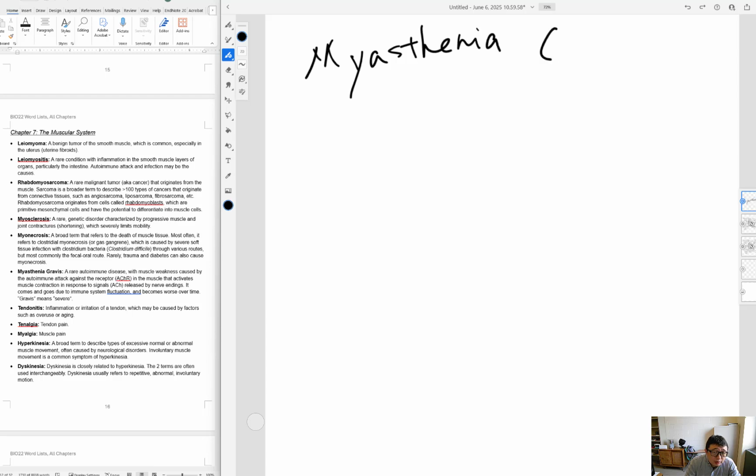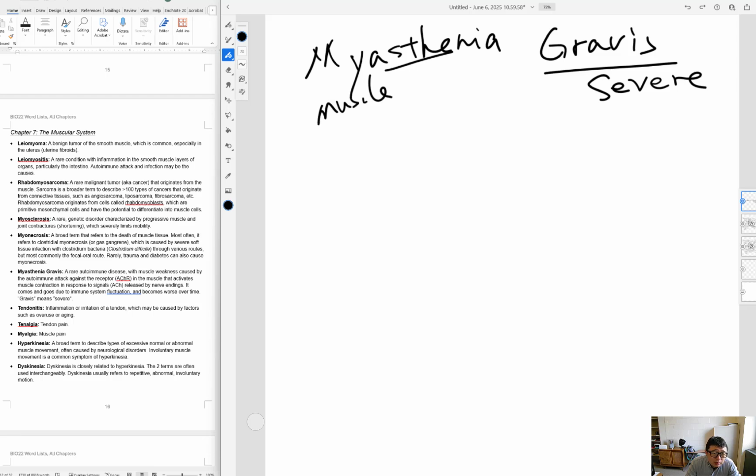Asthenia. Gravis means serious, severe. Myasthenia: muscle asthenia, cannot move, weakness, or not moving. Anyway, serious muscle weakness, severe muscle weakness.